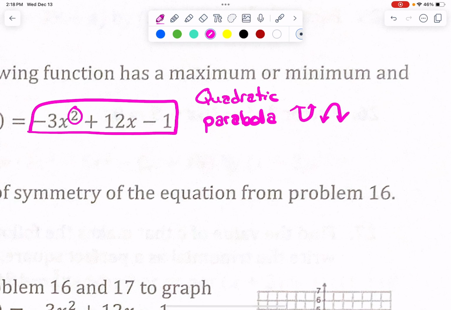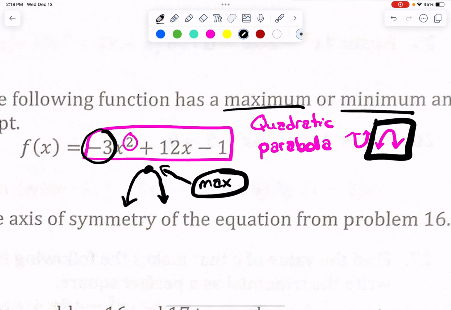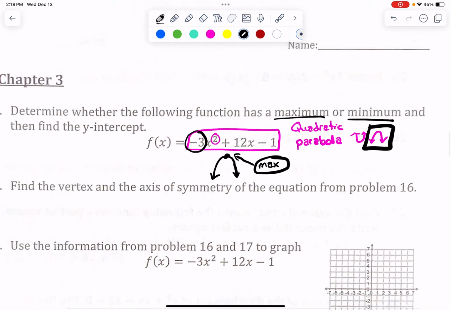So we need to decide, is he going to smile like this or is he going to frown like this? The way that we decide is the very first term is -3, and the fact that it's negative means he's going to be a frowny face. Now, if he's a frowny face, will he have a maximum, a high point, or a minimum point? He's going to have a maximum. So it says, determine whether he has a maximum or a minimum. Great, he's going to have a maximum.